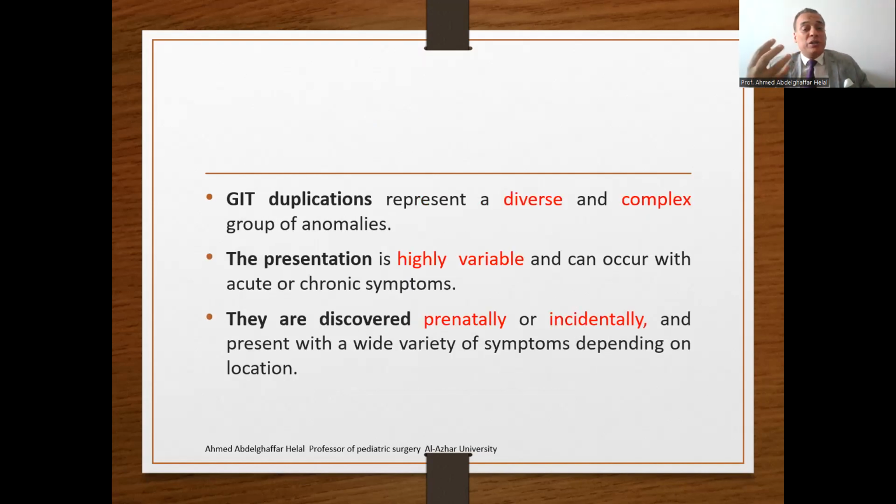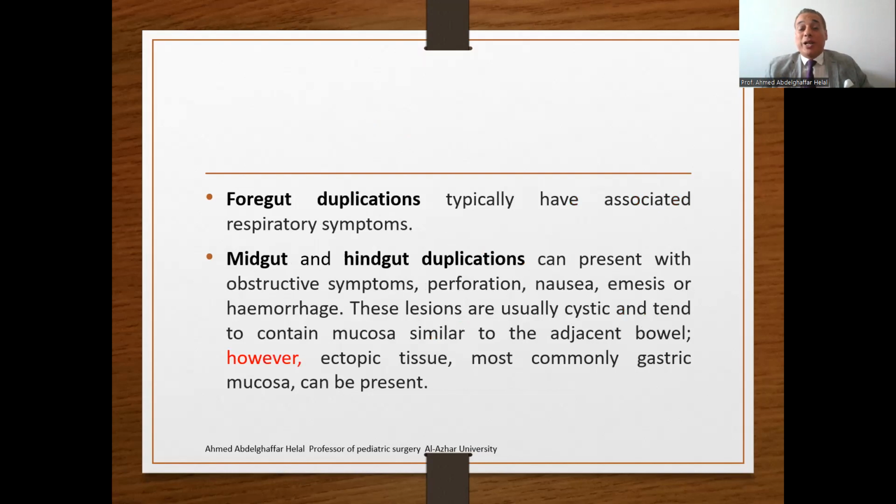Gastrointestinal tract duplication is a diverse and complex group of anomalies. Presentation is highly variable and can occur with acute or chronic symptoms. They are discovered prenatally or diagnosed incidentally with a large variety of symptoms. Foregut duplications typically have associated respiratory symptoms. Mid and hindgut duplications can present with obstruction, perforation, nausea, emesis, or hemorrhage.